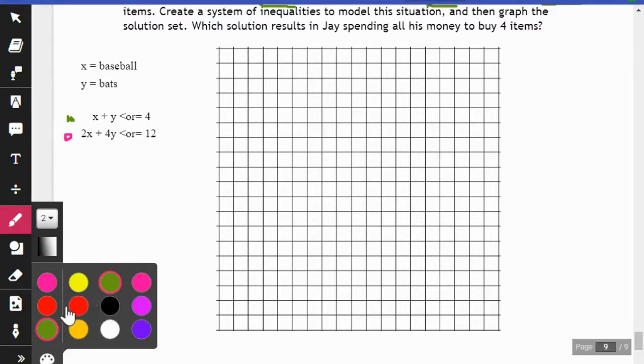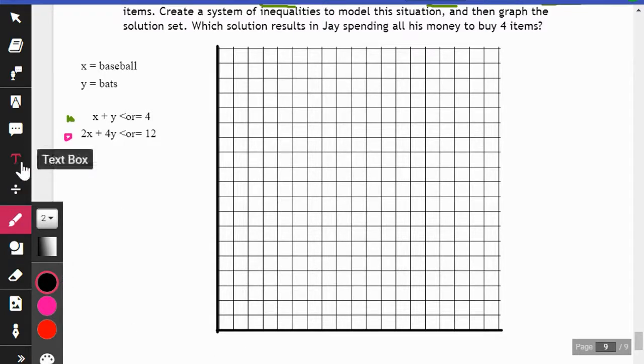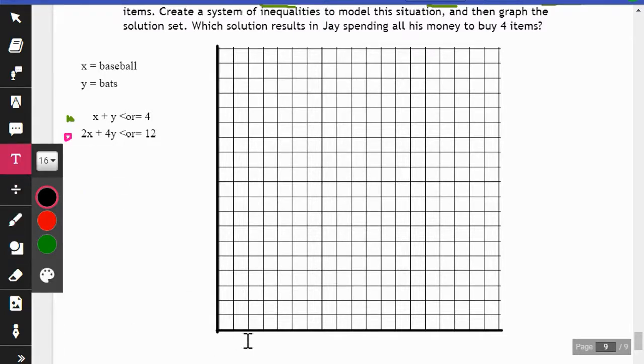I'm going to make a graph here. It's going to be like our previous problem. So it's going to be a graph where the lines go like this, because we can't buy negative stuff. So we start at 0. We're going to count, oh gosh, it only goes up to like 6. I'm going to count by 2s.